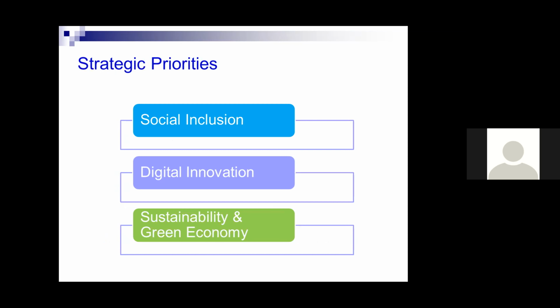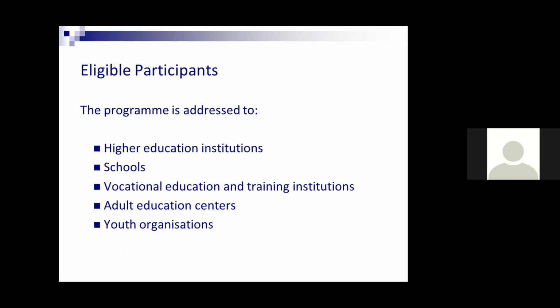So starting with Erasmus Plus, this is the European program in the field of education, and it has three strategic priorities. The first one is social inclusion, the second one is digital innovation, and the third one is the promotion of sustainability and a green economy. So very general priorities. Who can participate?